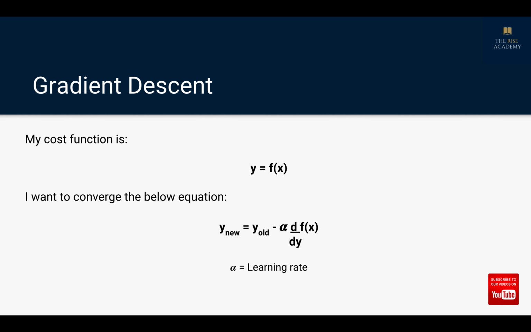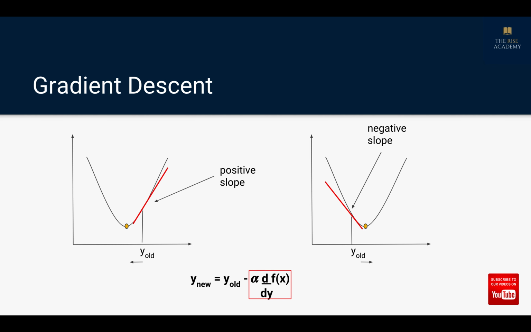So that's how iteratively it will keep on calculating the partial derivative and multiplying the learning rate to it and subtracting it from the value of y to try and find the minimum value for y. Okay, so now here I have a couple of plots to show you how the gradient descent algorithm works based on that formula that we saw in the previous slide.